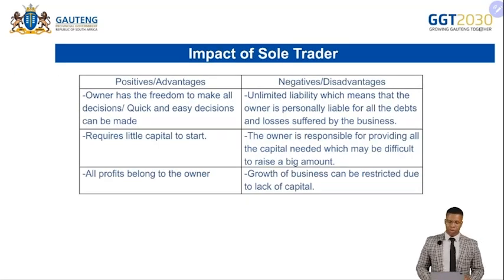Then let's look now into the impact, the positives and negatives of owning a sole trader as a form of ownership. Now, positives: the owner has the freedom to make all decisions, and it is quick and easy. Quick and easy decisions can also be made because sole trader talks to the idea that you are the only owner of that business, so quick decisions can be made. However, a negative is the issue of unlimited liability, which means that the owner is personally liable for all the debts and losses suffered by the business.